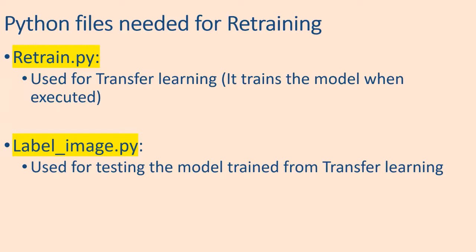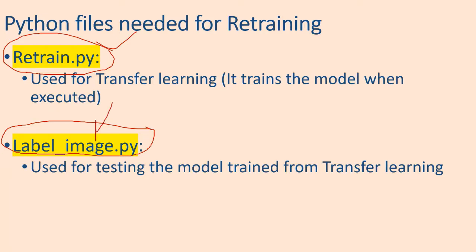In order to perform transfer learning, we need two Python scripts. The first one is retrain.py, as I have shown here, and the second one is label_image.py. When you execute the first file, retrain.py, it creates two output files, and these two output files will go as an input to the second script, and this particular Python script will be used for testing purposes once the CNN model is trained, rather retrained.